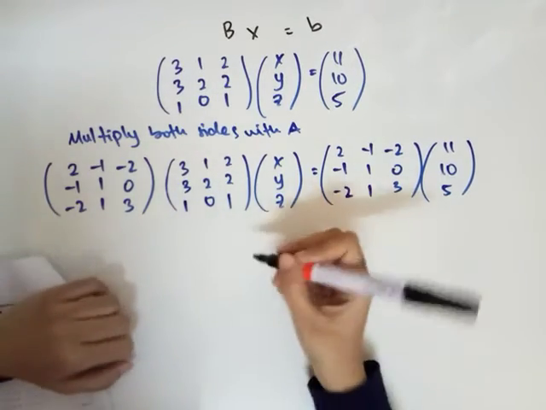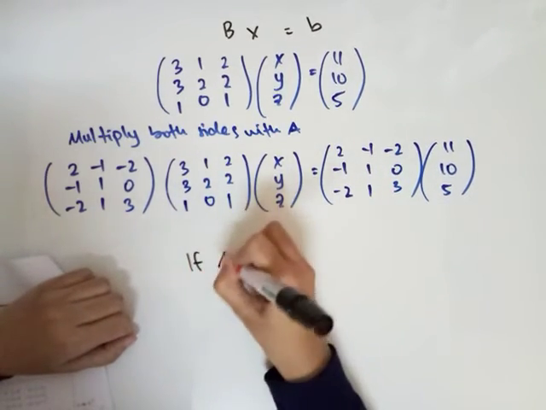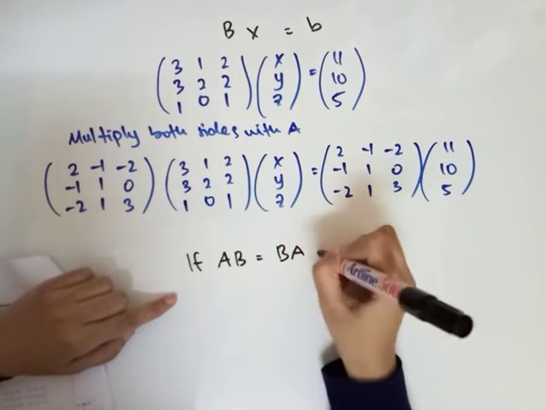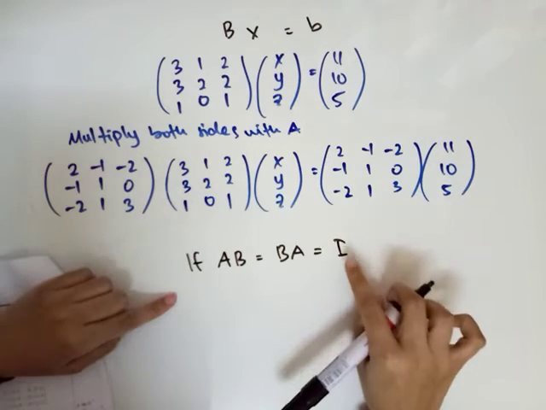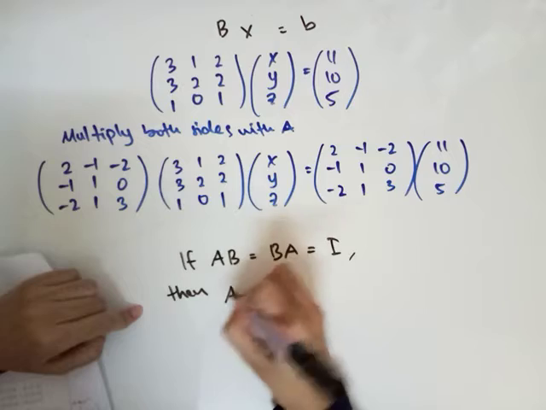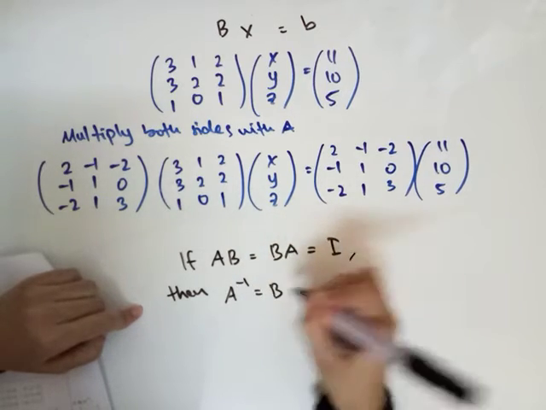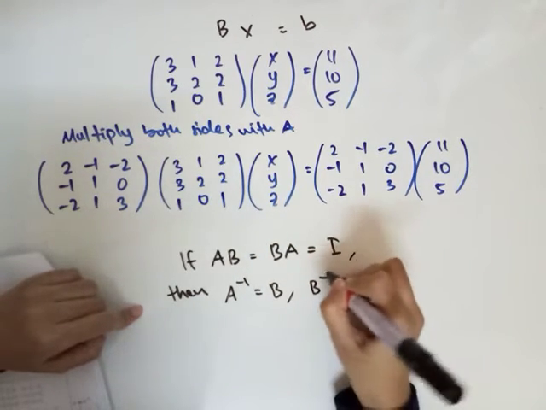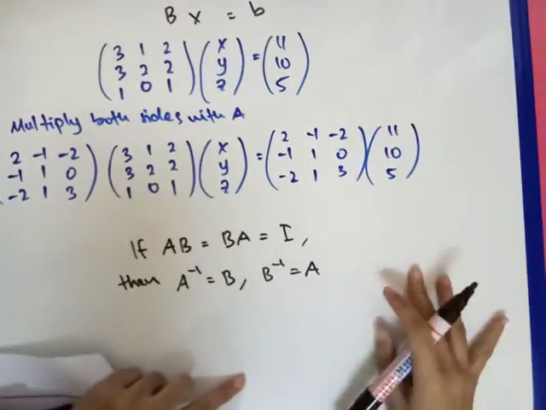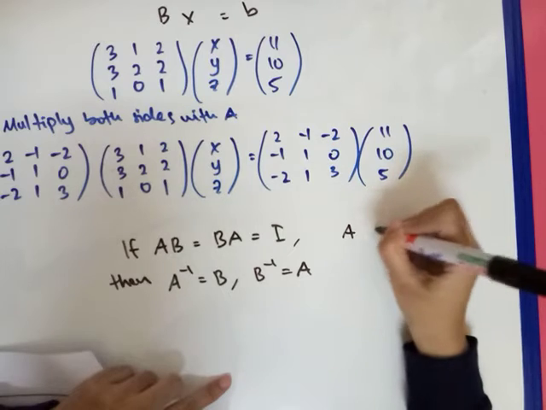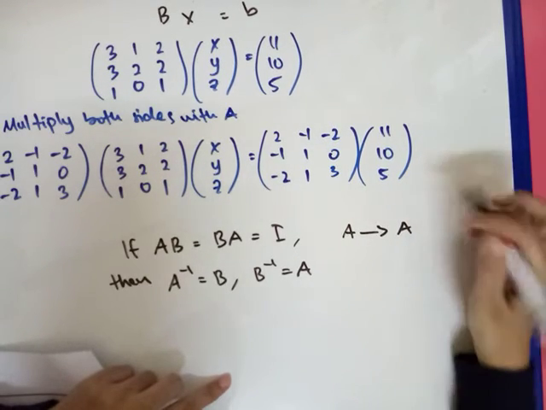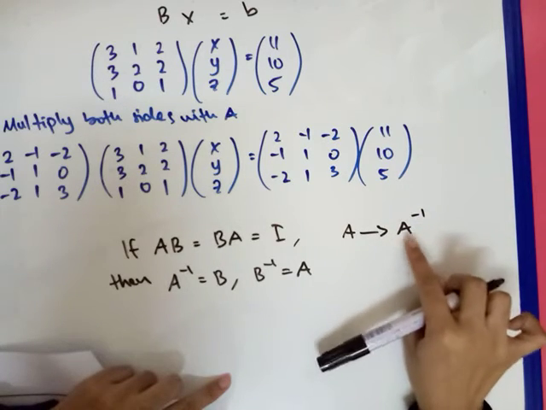Why? Because we have a theorem. If matrix A multiply with matrix B, or matrix B multiply with matrix A, we get the identity. Then, and only then, the inverse A is equal to matrix B, or the inverse B is equal to matrix A. What is meant by this? It means, from matrix A, we can find the inverse of matrix A, right?